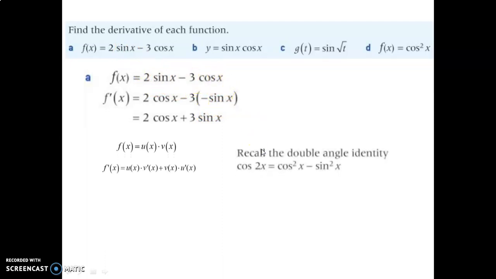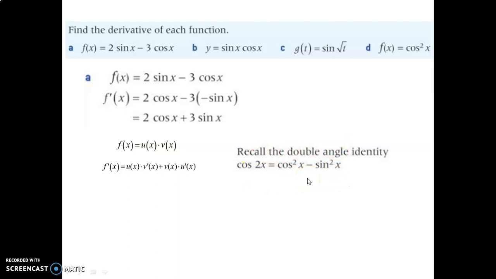Now, for b, you will need product rule, because we can see one function times another. So here's product rule. And also for b, once you've taken the product rule, you want to simplify it. Remember this double angle identity. You will use that to simplify.